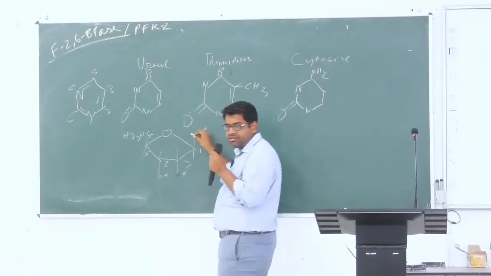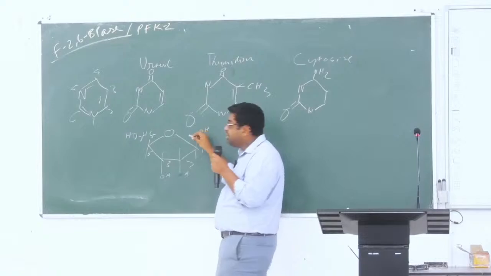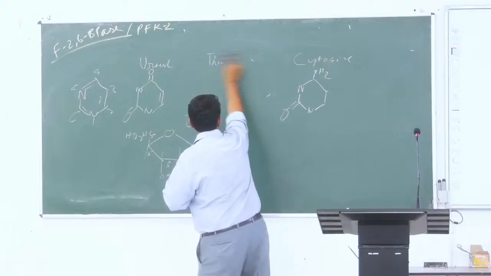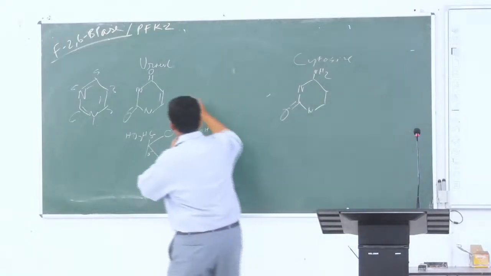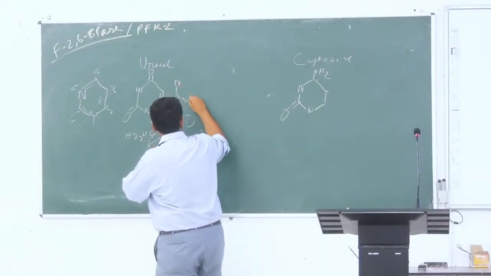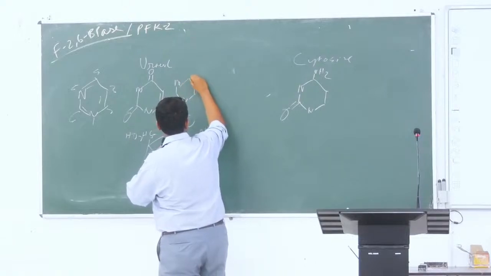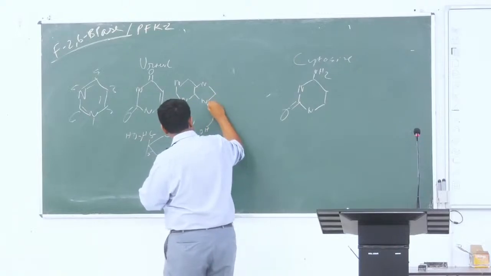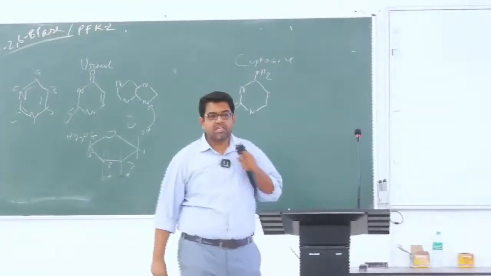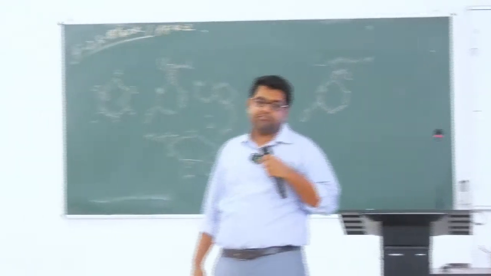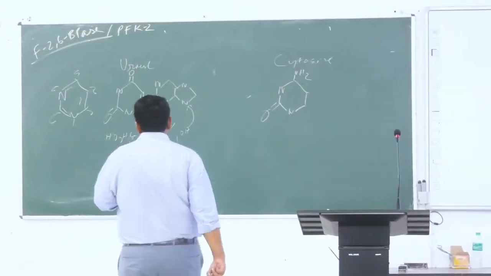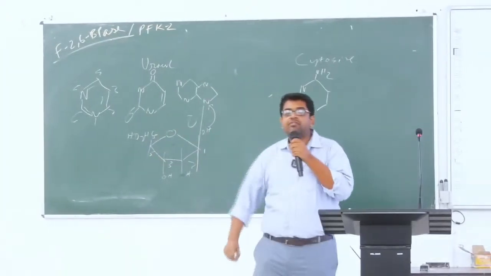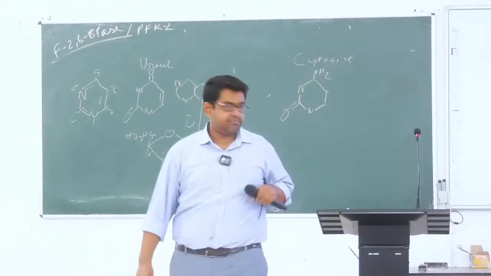Now, this OH is going to hit this over here. This OH is going to hit that over there, and it will form a phosphodiester linkage. It will form a phosphodiester linkage.